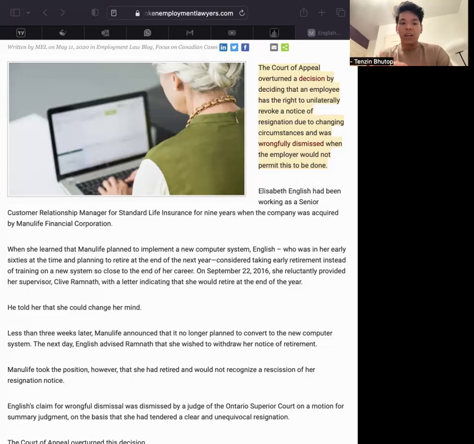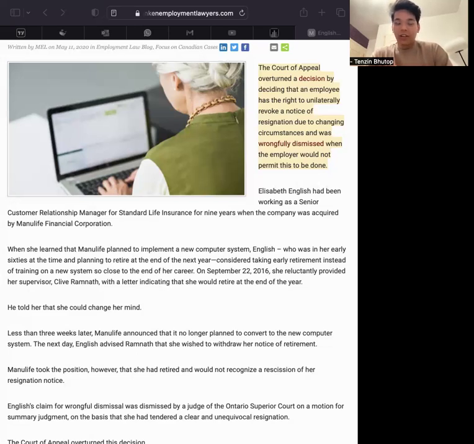This means that instead of being forced into an early retirement without compensation, Miss English received one year's worth of her salary to compensate for the wrongful termination. And this remedy falls under the common law principle of damages for wrongful dismissal. So that was the last but not least question answered for you.